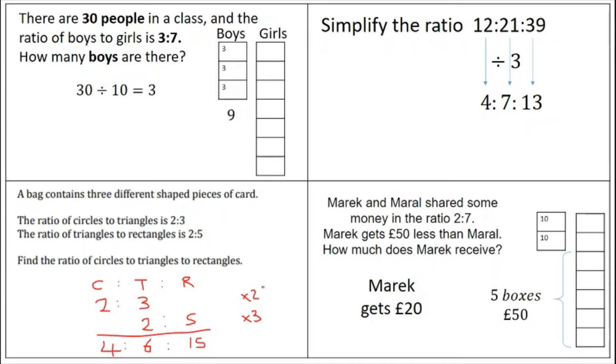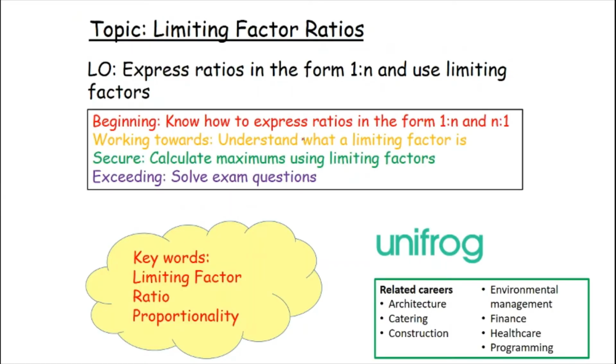I times the top row by 2, the bottom row by 3, which will give us a 6 in the middle, 4 to 6 to 15. And the final one, he gets £50 less. He also gets 5 boxes less. 5 boxes worth 50. Each box is worth 10. Marek gets £20.